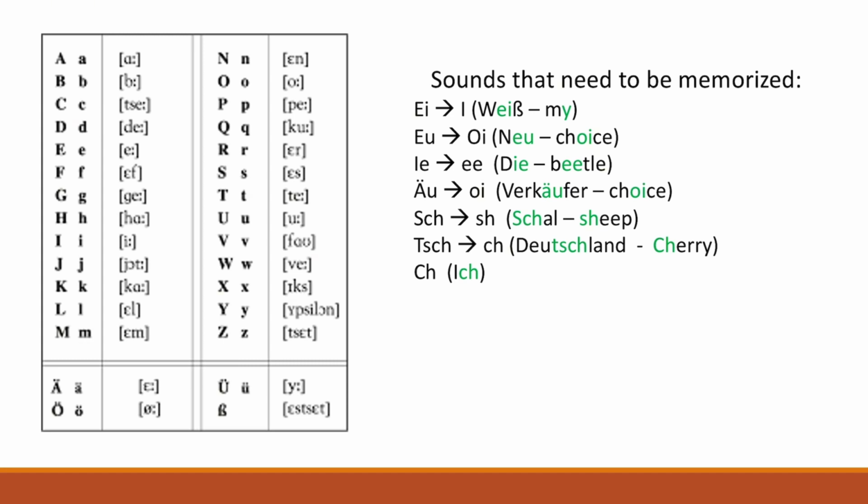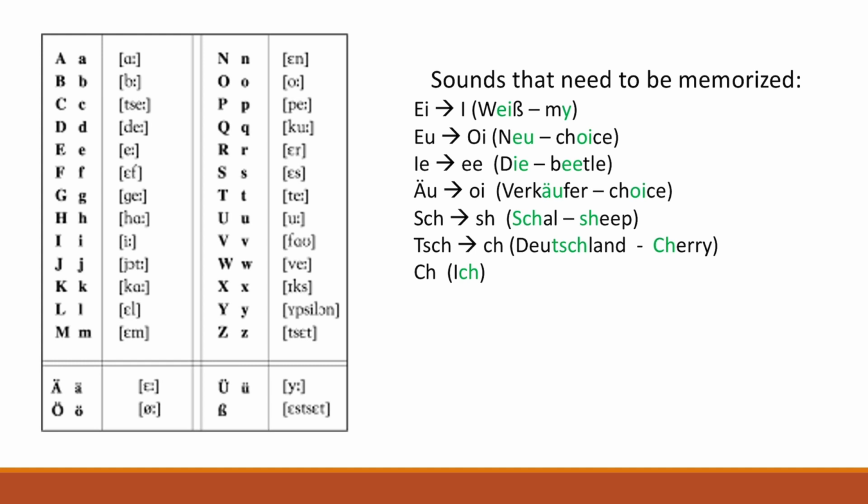The second sound is "eu" and "äu," and it's going to be pronounced as "oi." For example, the word "neu," which means new, is going to be pronounced like "choice," oi, oi. That is the same sound. The third sound is when you read the two letters I and E, and it's kind of a double E in English, or just a longer way to say E. So in German you have the word "die," and the pronunciation of this word is comparable with the one of "beetle" in English. So this long E is very important.